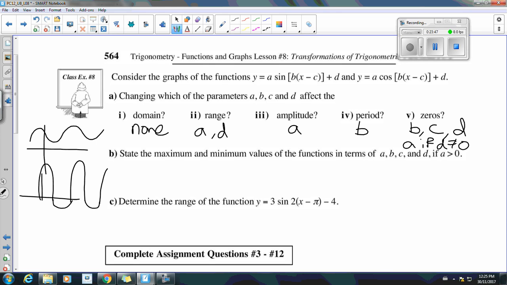State the max and min values in terms of a, b, c, and d if a is greater than 0. Well, our max point, we can always find if we know our middle point, or our median line, our midline, and take d plus the amplitude. Our minimum point, we know the middle is at d, so if we minus the amplitude, we can also just say the absolute value of a, and that way we don't have to worry about if a is greater than 0.